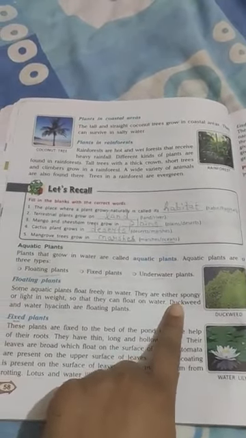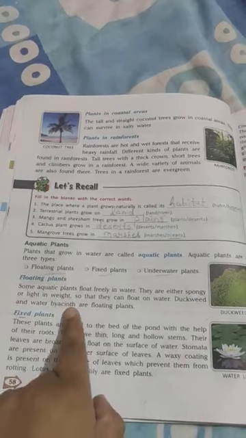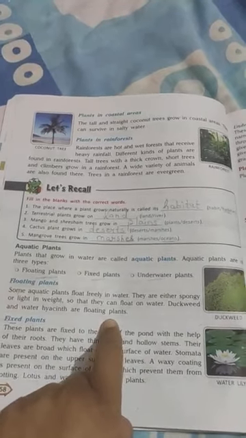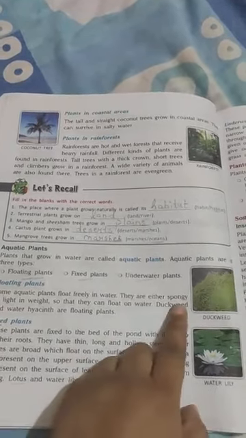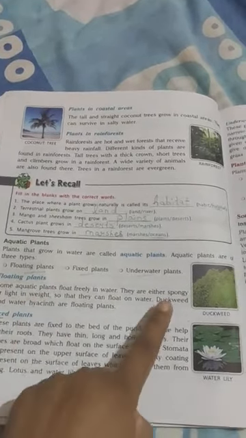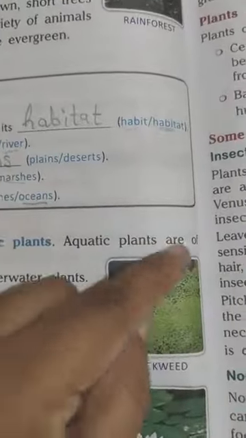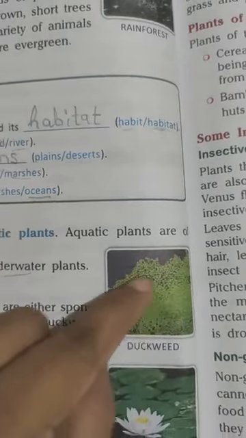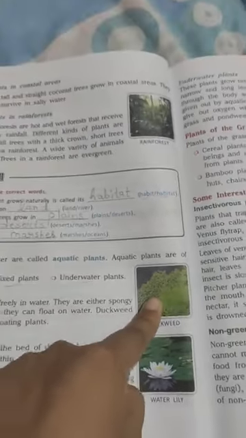Duckweed and water hyacinth are the floating plants. This is the example given over here. So you need to learn these examples of floating plants, that is duckweed and water hyacinth. These are known as duckweed. As you can see in the picture clearly, you can find out what duckweed looks like.